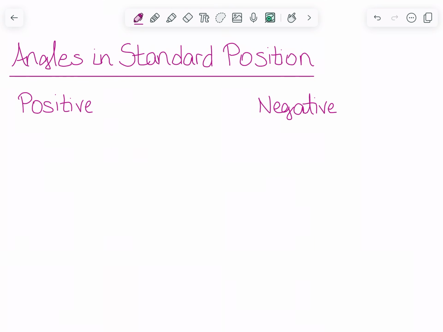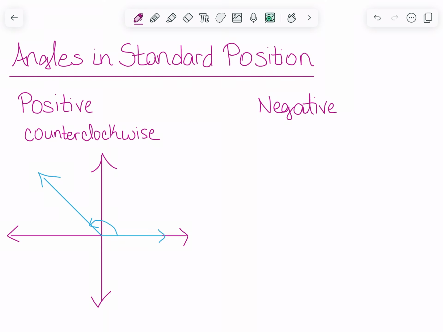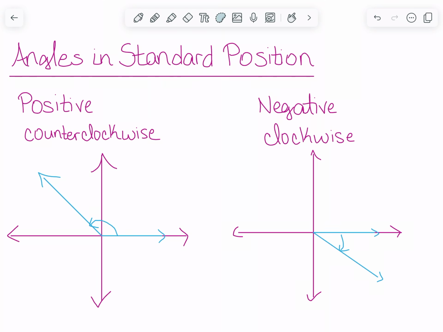Angles can be both positive and negative. A positive angle moves in the counterclockwise direction from the initial side to the terminal side. Here's an example of a positive angle in standard position. That rotation, that center rotation, is moving counterclockwise. A negative angle, on the other hand, moves in the clockwise direction. Here, I can see an example of a negative angle because that rotation is moving in the clockwise direction.